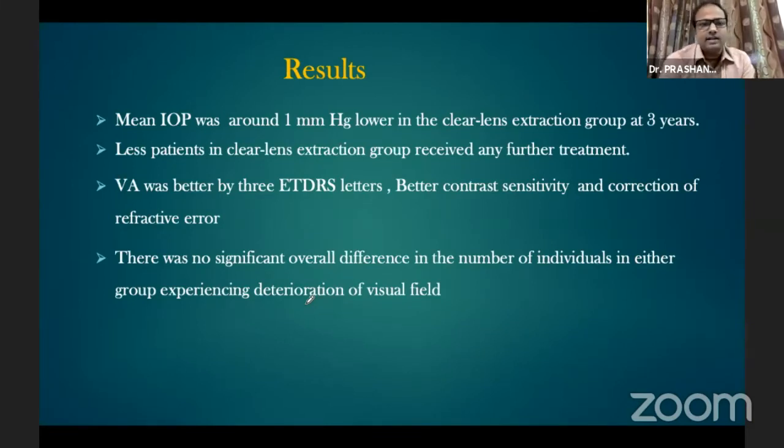What they found was that the mean IOP was 1 millimeter lower in the clear lens extraction group at the age of 3 years as compared to the conventional therapy. Fewer patients in the clear lens extraction group received any further treatment. Visual acuity on the ETDRS chart was better, and they also had better contrast sensitivity and correction of refractive error. If you talk about visual field deterioration, there was no significant difference between the clear lens extraction group and the conventional therapy group.